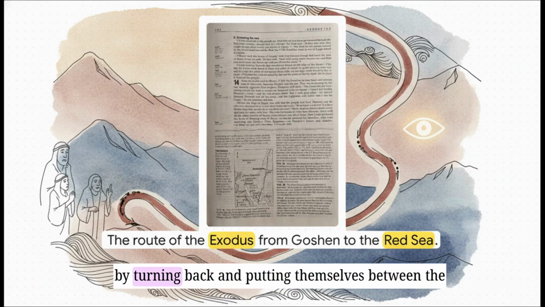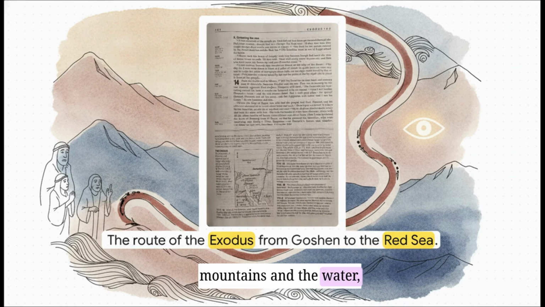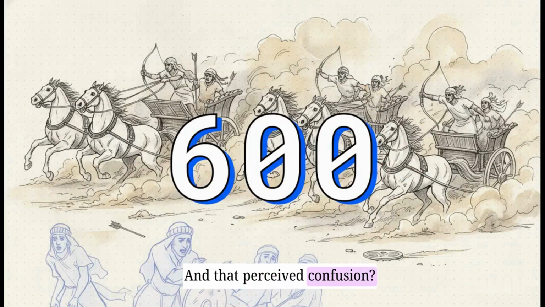Geographically speaking, by turning back and putting themselves between the mountains and the water, they've effectively boxed themselves in. To any outside observer, they just looked totally confused, wandering aimlessly around the land. And that perceived confusion? Well, that is exactly what prompted Pharaoh to strike.